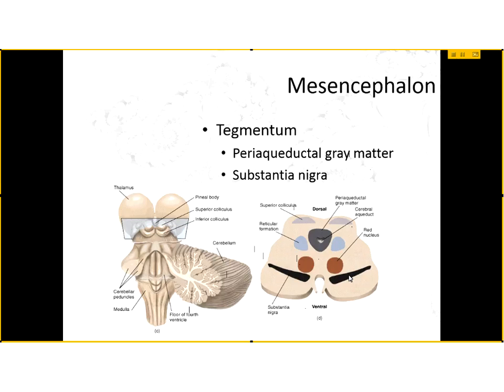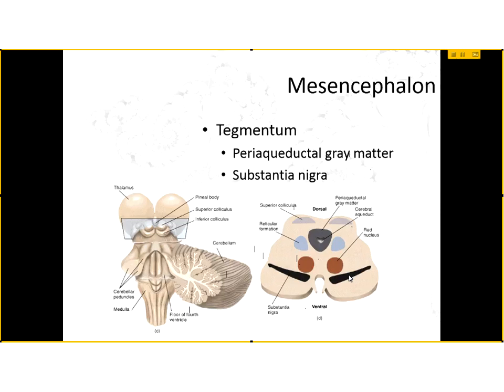Oftentimes, once they get the movement started, it's hard to stop. There's a very good movie talking about Parkinson's disease. It was based on a story written by Oliver Sacks called Awakenings, and the movie was adapted from the book and stars Robert De Niro and Robin Williams. So if you get a chance to watch that, it's amazing.